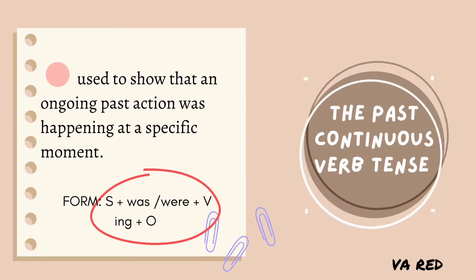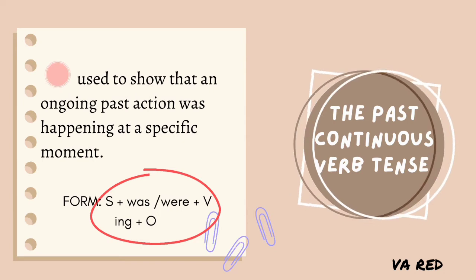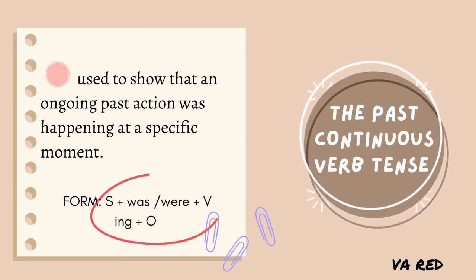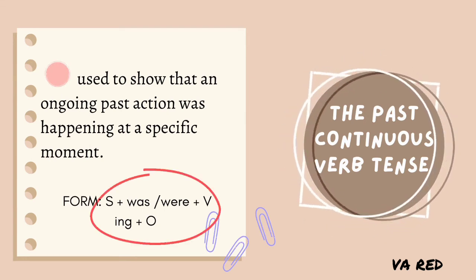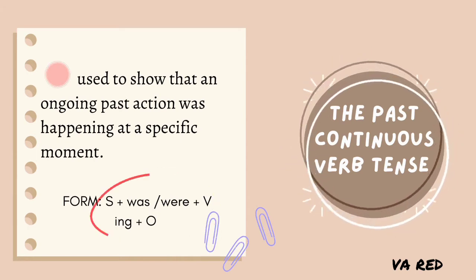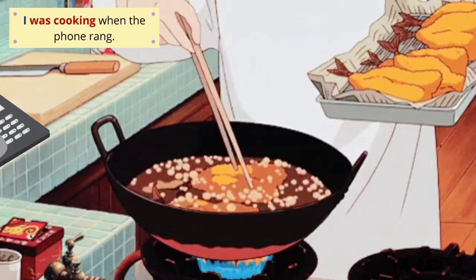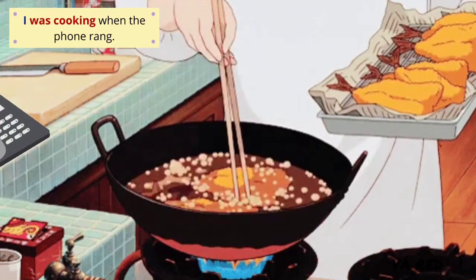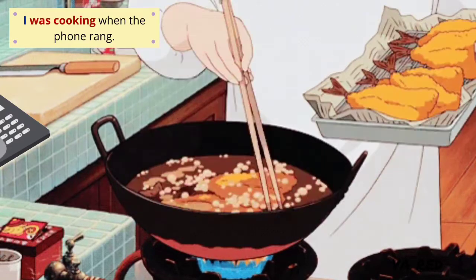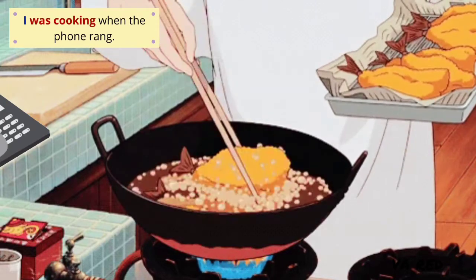The past continuous verb tense is used to show that an ongoing past action was happening at a specific moment. Ito yung mga hindi pa tapos at kasalukuyan pa ring nagaganap subalit doon sa nakaraan. And the formula for this: subject plus was if singular, were if plural, plus verb in present tense form plus object. Like for example, I was cooking when the phone rang. I is the subject. We use was because the subject is singular and cooking is the verb in present tense form.